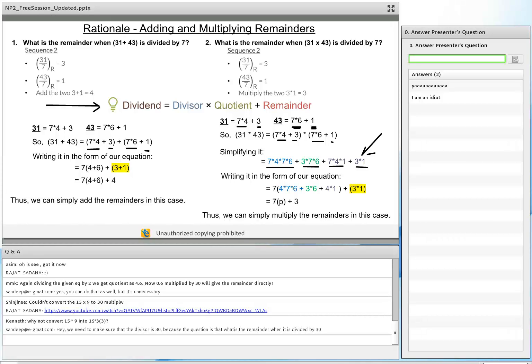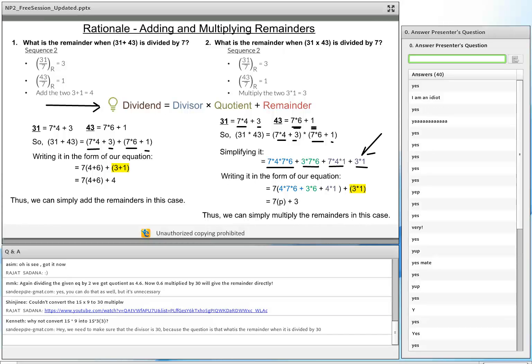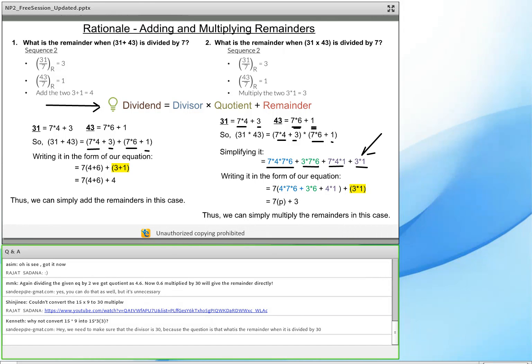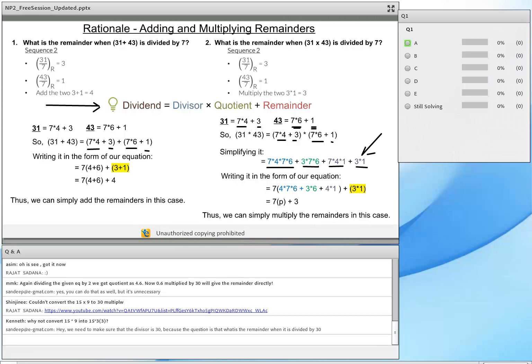You can type your answers in the short answer part on the right. Okay, now let's get to the next question. So we're going to apply this. And here is where we are. Let's get to still solving. I want 100 people to say still solving. Let's get 100 people to say still solving before we get in there.